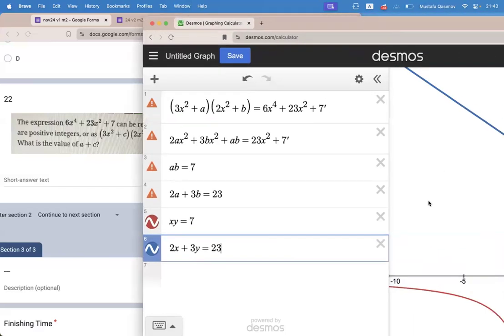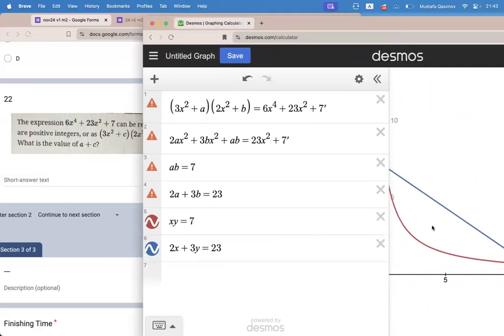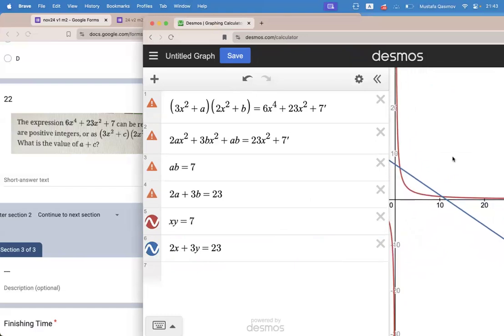Then look at the decimals. Then look at this intersection point. So here we have two intersection points, this one and this one. So a is equal to 1 here, this one. And c is equal to 10.5, because a is an integer, c is a non-integer. Then it is 1 plus 10.5.